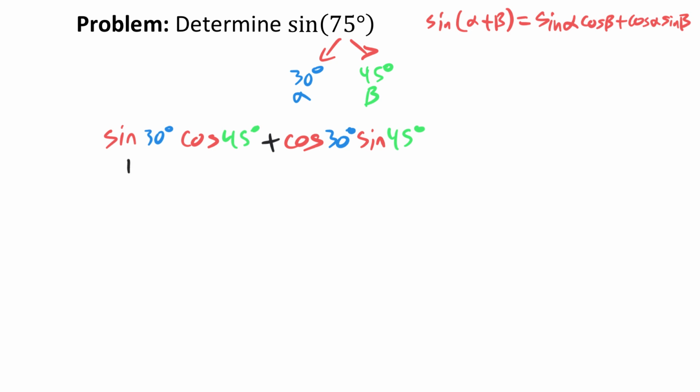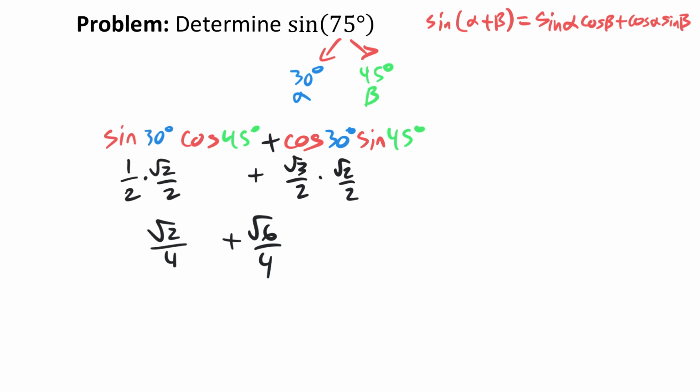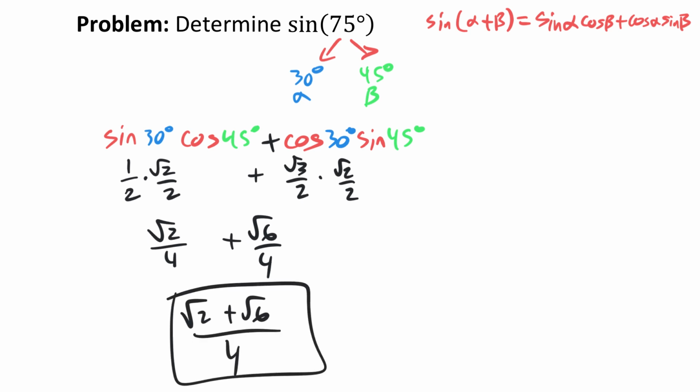This is going to be 1/2 times root 2 over 2, plus root 3 over 2 times root 2 over 2, so root 2 over 4 plus root 6 over 4, so root 2 plus root 6 over 4. And if you want, you can double check on your calculator. Sine of 75 is indeed root 6 plus root 2 over 4. You could write them in either order because it's addition, so it doesn't matter.